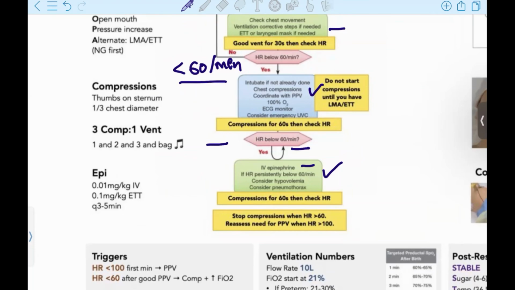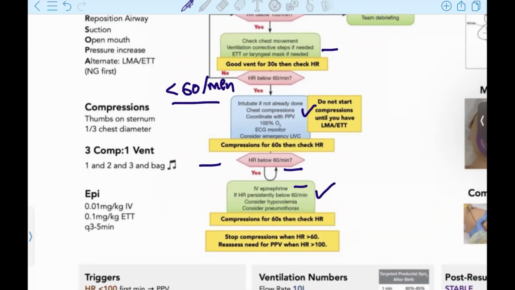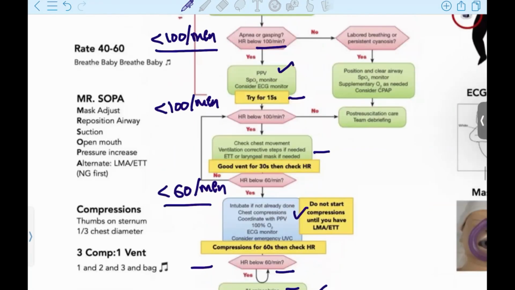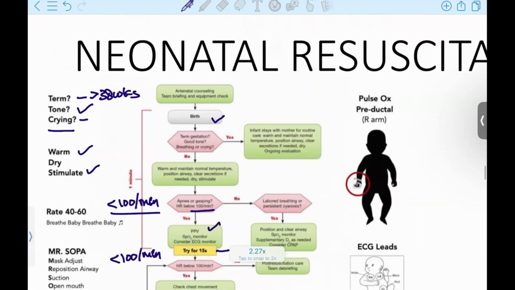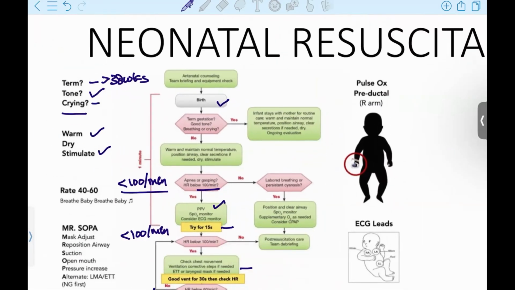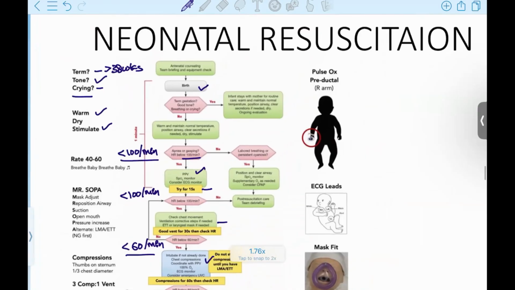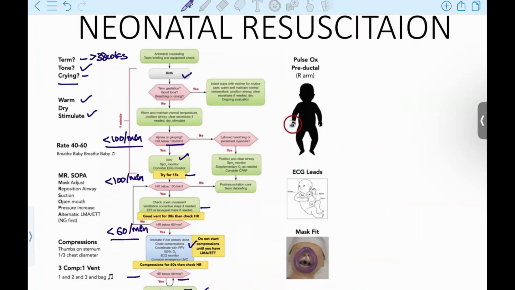And if it is still not improving, you have to check whether you are doing it properly or not. All the possible risk factors like pneumothorax, congenital diaphragmatic hernia, or any anomalies should be checked thoroughly in this process. So this is neonatal resuscitation. Any question can be asked. Less than 100, you have to start positive pressure ventilation.